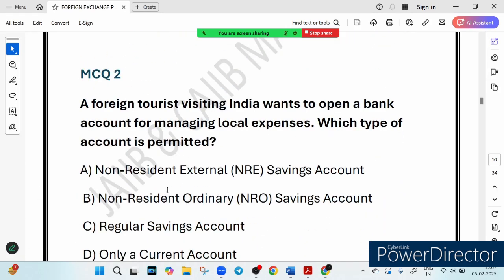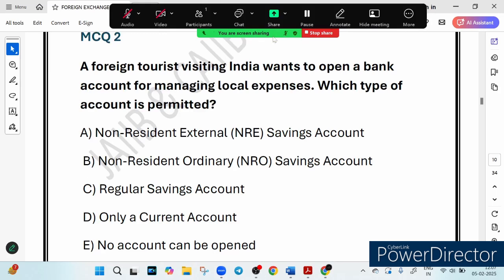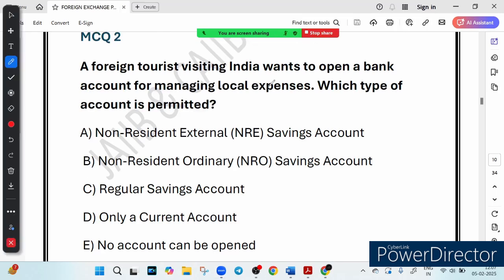Right, so the question is, a foreign tourist visiting India wants to open a bank account for managing local expense. Which account is permitted? NRE savings account, NRO savings account, regular savings account, only a current account, or no account can be opened. So what is your answer? So the correct one, let me show you the options. First option says NRE savings account.